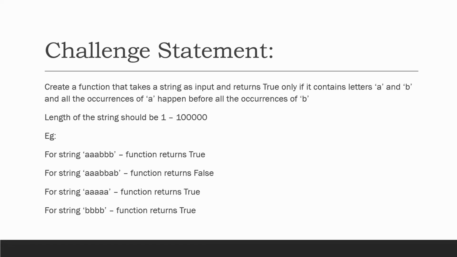So for string A, function returns true, which means all the occurrences of A happen before all the occurrences of B. So this is a primary condition that we need to check. And if there is any occurrence of A that happens after an occurrence of B, then the function should return false. And if there is only one character in the string, for example, here we see it's all A's, or if it is all B's, then the function should return true. So here we have typically three conditions, but we'll go one by one. So first, let's get started.